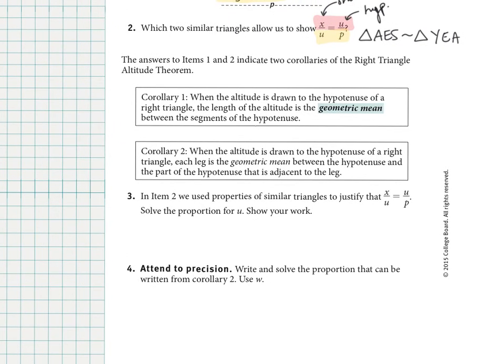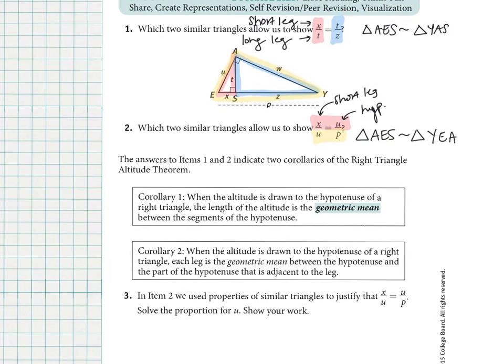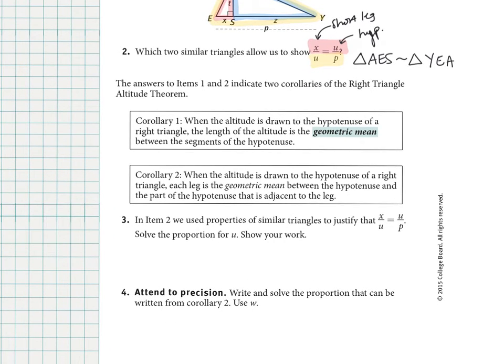So let's go down right to here where it says the answers to items 1 and 2. So what we just answered right up here, they indicate two corollaries of the right triangle altitude theorem. So remember, our theorems are set rules that we already know exist, and corollaries are kind of like subsets of rules that break off of the big ideas, those big theorems. So we're going to go ahead and look at two of these.